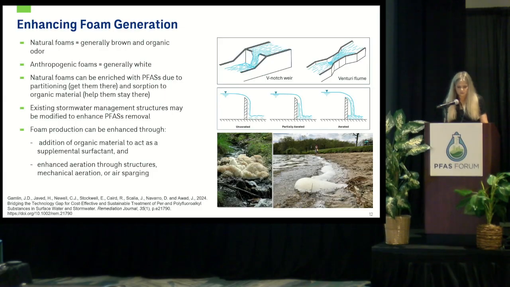One approach that's being explored is enhancing foam generation within stormwater systems. As we discussed earlier, surfactant PFAS naturally concentrate at interfaces. By modifying existing stormwater structures to generate additional foam, that foam can then be captured, helping remove PFAS from the flowing surface water. Foam production can be enhanced in a few ways, including the addition of organic material and increased aeration through system structures. The important note here is that this is a phase change process. By aerating the water and producing foam, PFAS is concentrated or volatilized at that location rather than continuing to migrate further downstream.